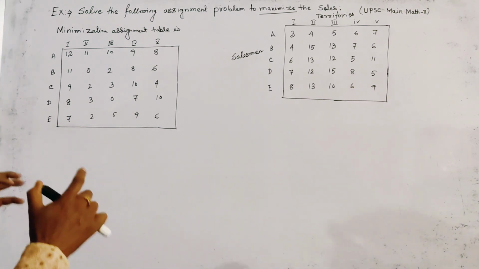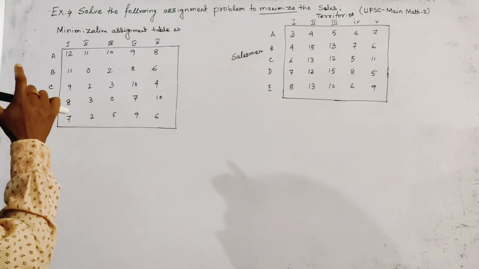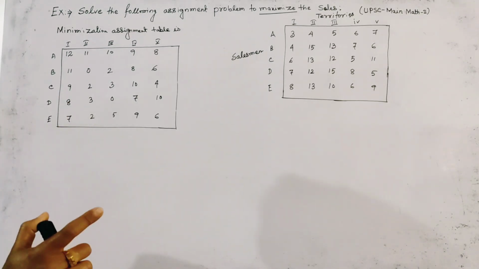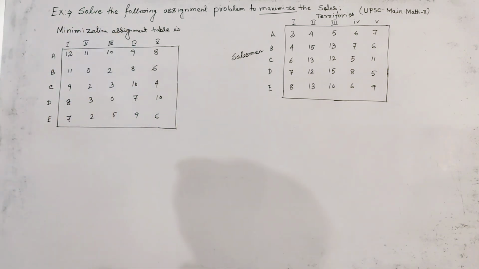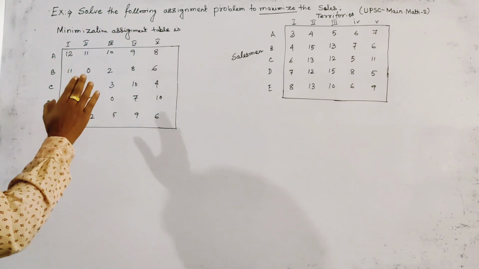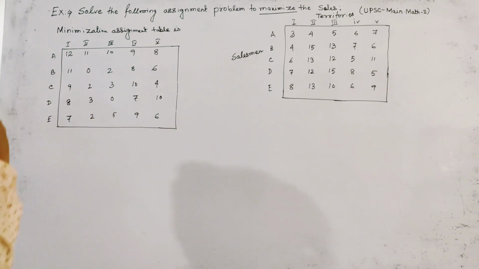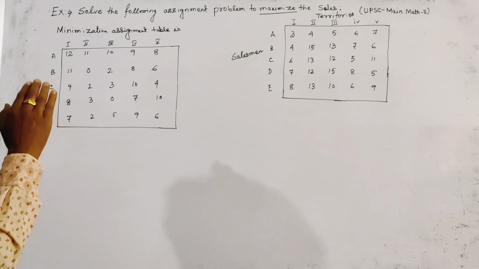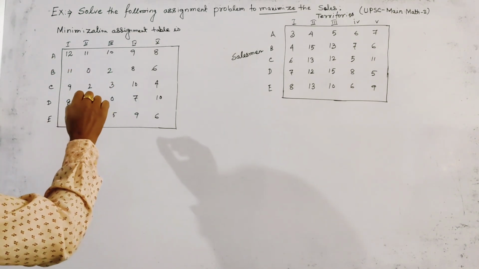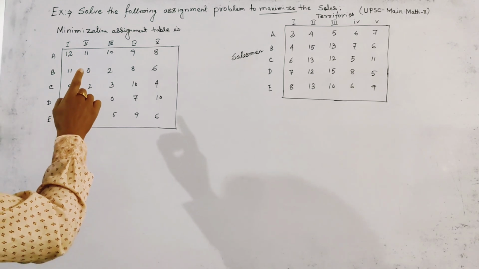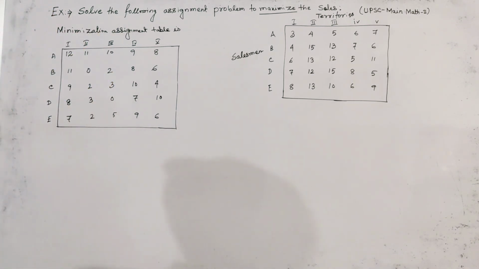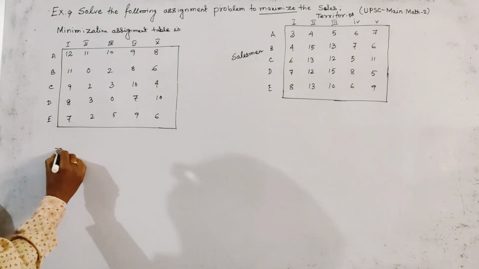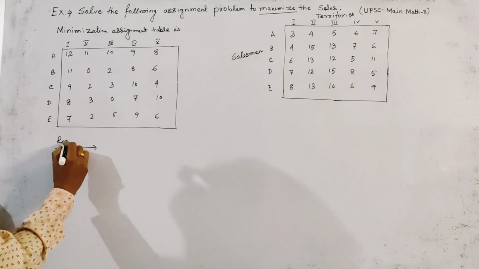Now we check each row carefully, whether each row contains at least one 0 or not. Clearly, in the first row there is no 0, so we say that row reduction is required. How to reduce a row? To get 0, we subtract the least element from all the elements of this row. Okay, so we get the row reduced table.